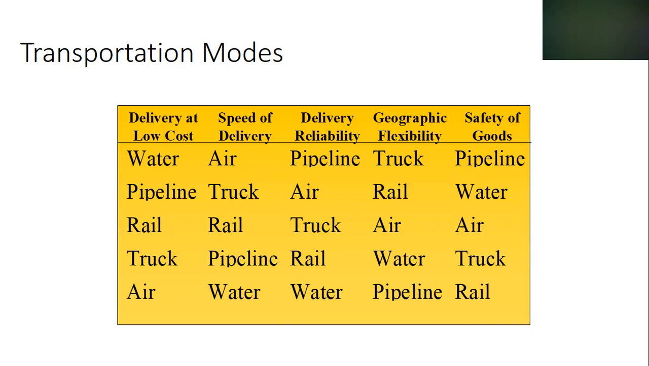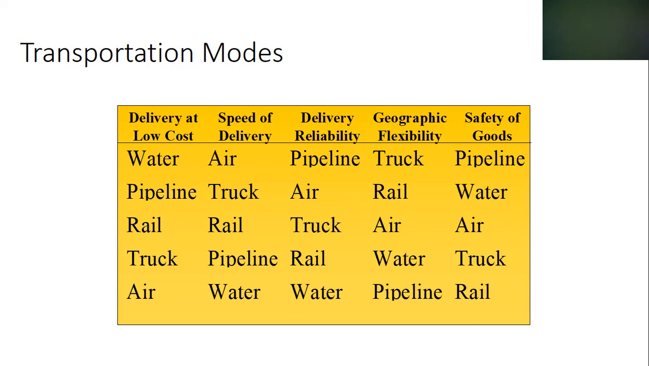Speed of delivery: air, truck, railway, pipeline, or water. Delivery reliability: pipeline, air, truck, rail, water. Geographical flexibility: truck, rail, air, water, or pipeline. Maybe rails are not available there because of the topology and geographical condition of that area, or there is no airport. So how can you send your goods to that city? Nawabshah has no airport. Shikarpur has no airport. Badin has no airport. So how can you send your product through air?